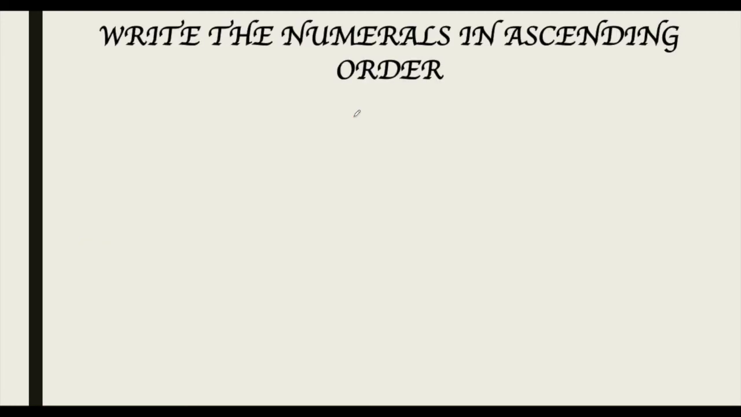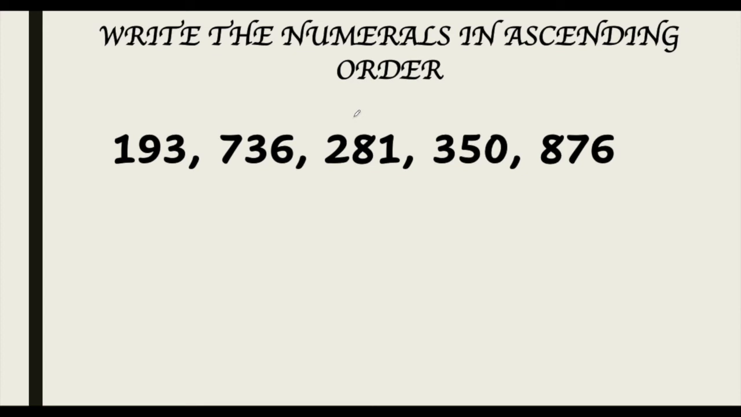Another sum in ascending order. So here we have the numbers 193, 736, 281, 350 and 876. We have to write the numbers from the smallest number to the greatest number. Let us see the numbers in the hundreds place. In hundreds place we have 1 in 193, 7 in 736, 2 in 281, 3 in 350, 8 in 876. So when you see these numbers, we can say that 193 is the smallest number.